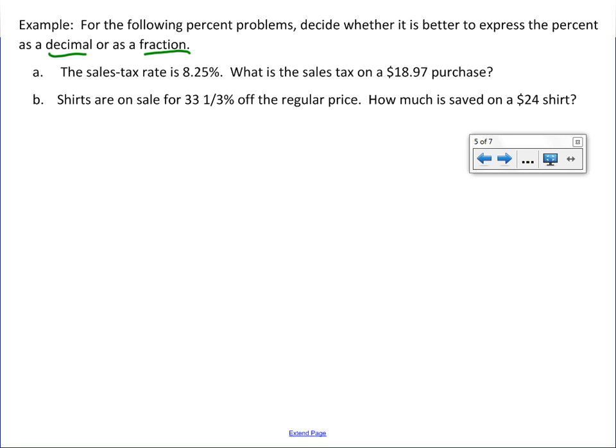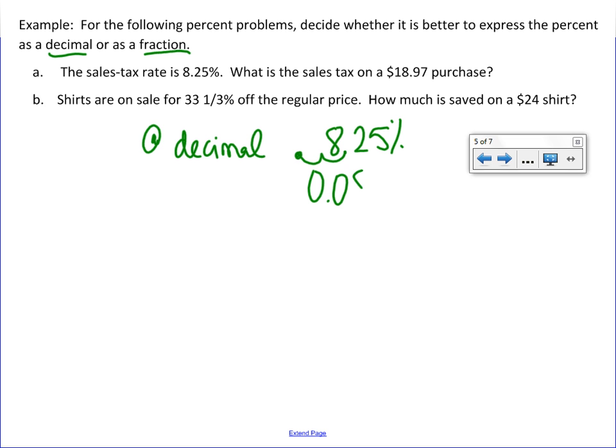Whenever we're trying to decide what is best, it's usually what is easiest. So in this case, it's going to be easiest for us to just move the decimal place twice to change it to a decimal instead of trying to figure out what 8.25% is whenever we have to set it up as a fraction and then reduce it. It's way too much work. So for A, we would say it would be best as a decimal. And if we change that to a decimal, we have that 8.25%. Once again, we take the decimal point, we move it 2 times, so we'd have 0.0825.